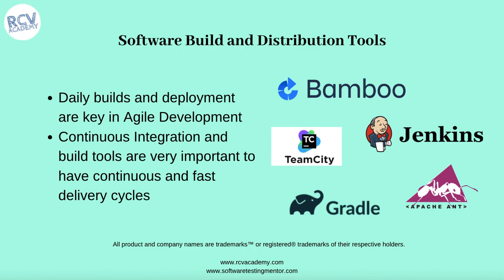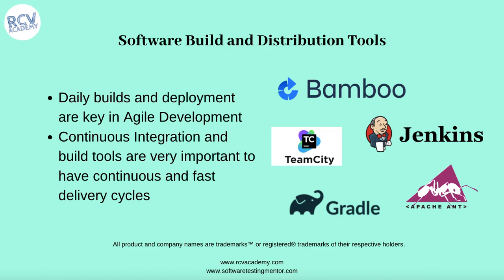So whenever the developer writes the code, he checks the code into the version control system, and these build tools fetch the code that has been written, build it and package it, and then they can deploy it. So these are the software build and distribution tools.